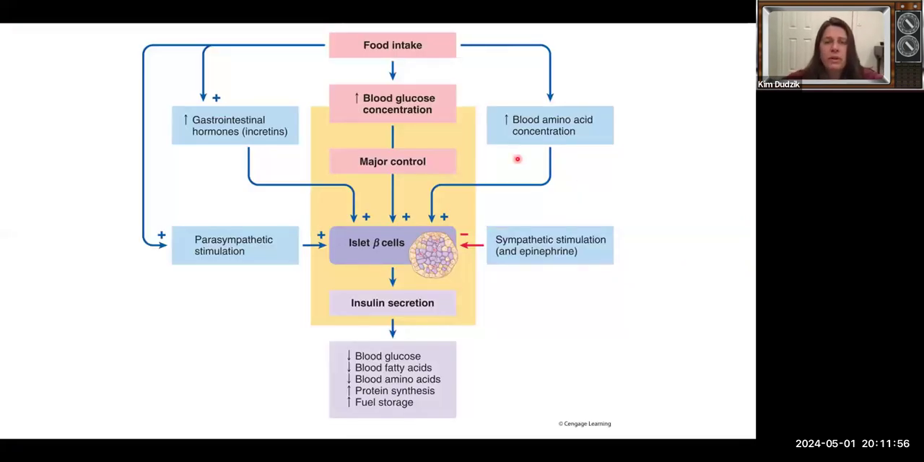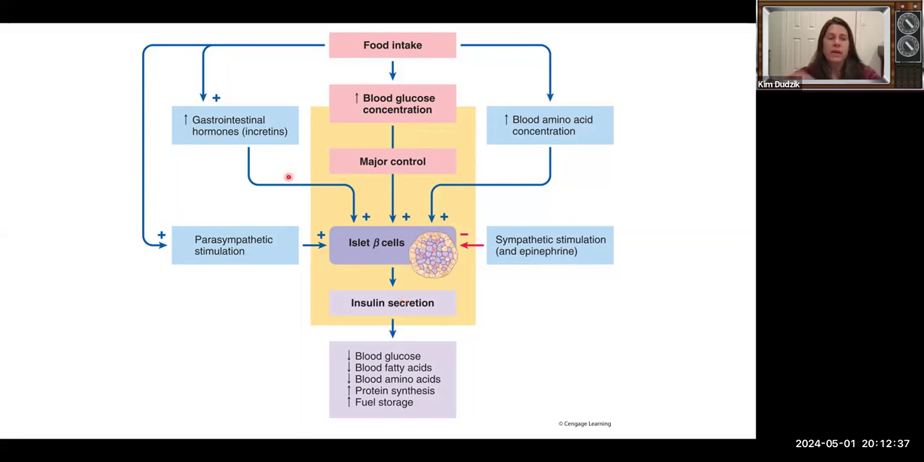But I wanted to put this flow chart in here again, just to drive home the direct route of stimulating insulin secretion in order to lower blood glucose, blood fatty acids, blood amino acids, but to increase protein synthesis and other fuel storage. And that direct line is we eat food, through digestion and absorption, then we increase our blood glucose concentration. That has a direct effect on the islet beta cells in the pancreas, so we increase insulin.